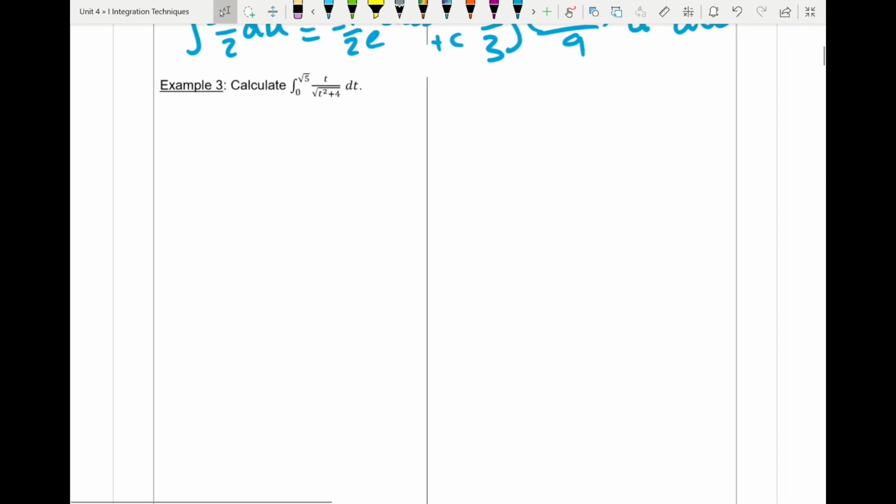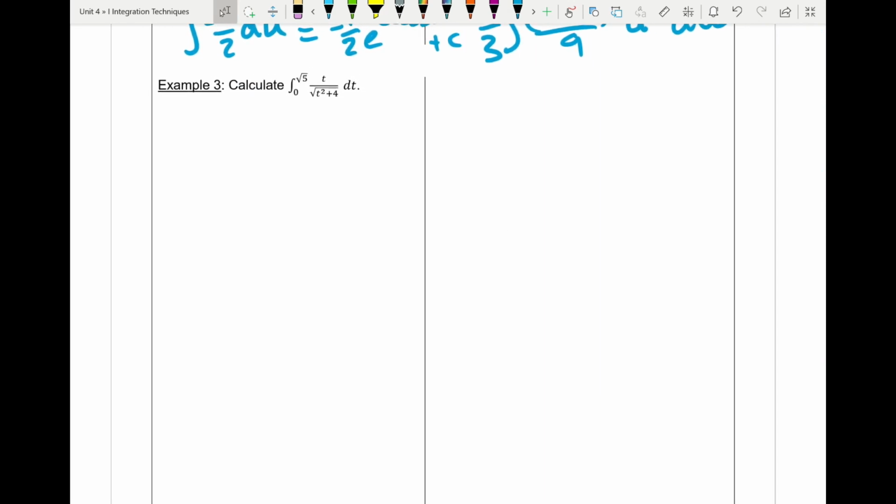Okay, so moving on from indefinite integrals to definite integrals, we need to consider what happens to our bounds when we change our variables. So we're starting with t now instead of x. So we're going to let u equal, well, which of these two is going to help me out? If I take this denominator, I know that the derivative of that, or at least just the t squared plus 4, is going to be t. So let's see what we can do with that.